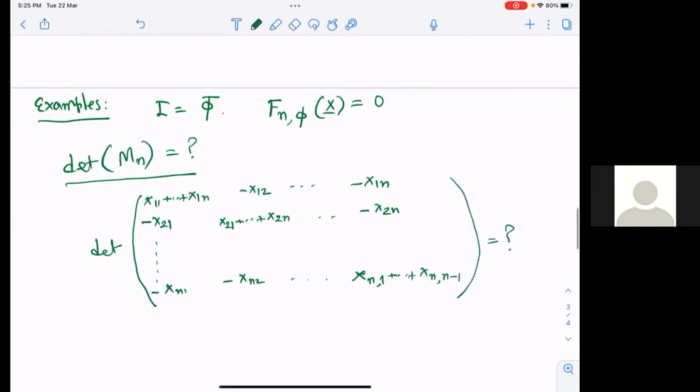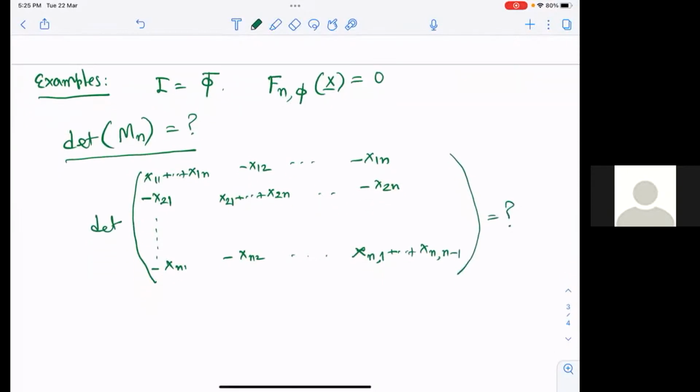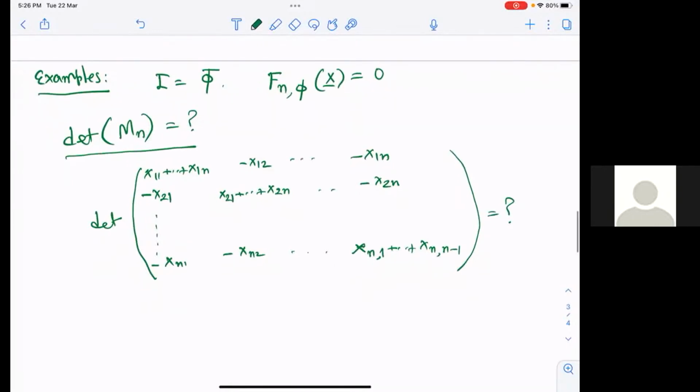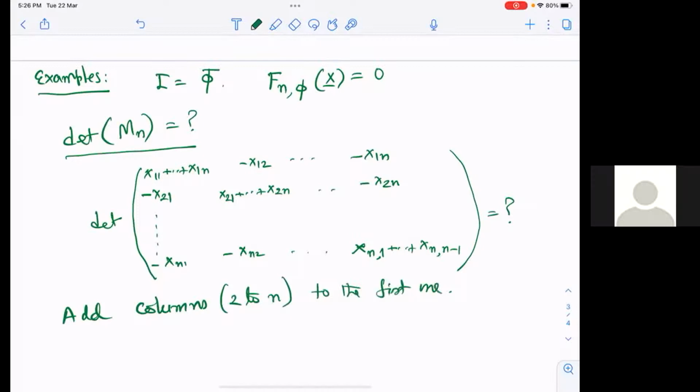That is 0. Why is that? So we add all of the columns to the first column, and they all become 0. Because I am doing an elementary operation, I am not changing the value of the determinant. As he said, adding columns 2 to n to the first one. So this matrix has a very nice symmetry.